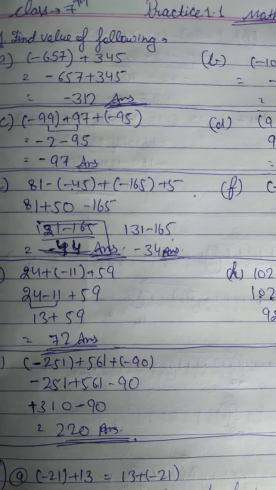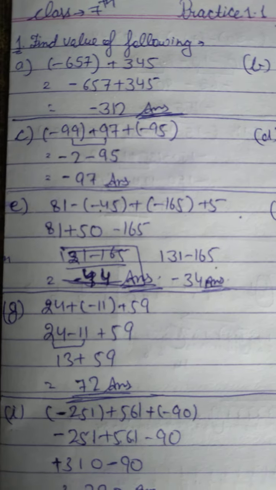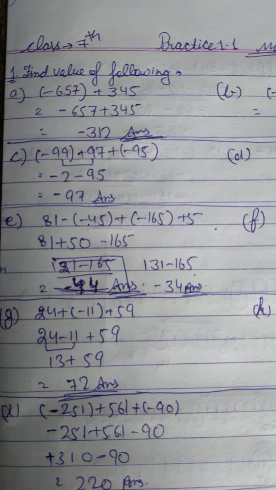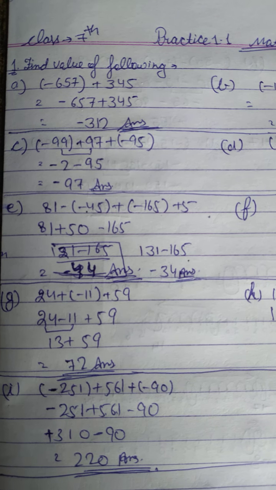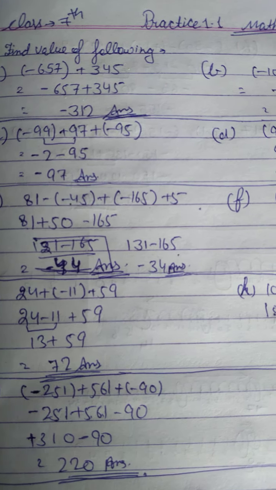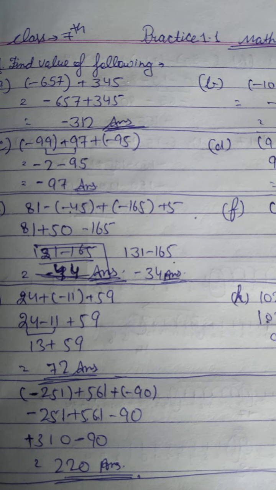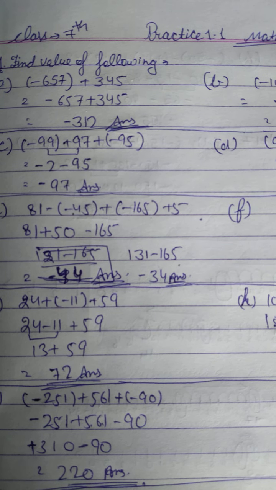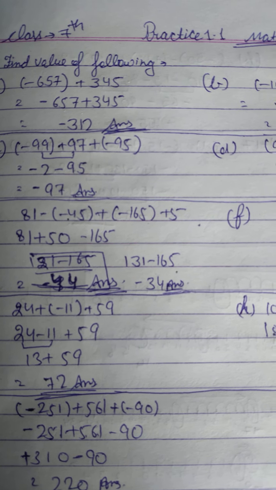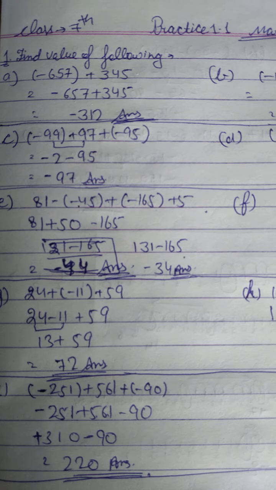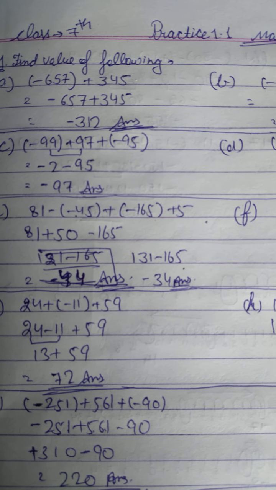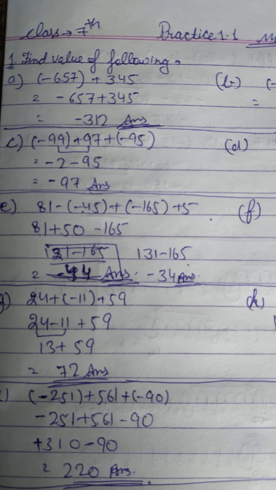So firstly, look at the A part. We have the first integer with a negative sign and the other is positive. So subtraction takes place. We subtract the integers and get the value, and the sign in the answer is the sign of the greater number.